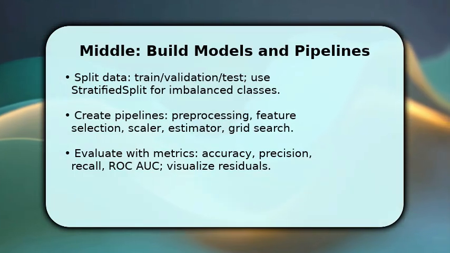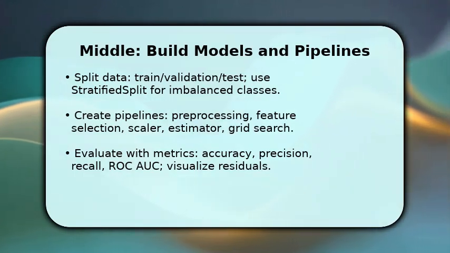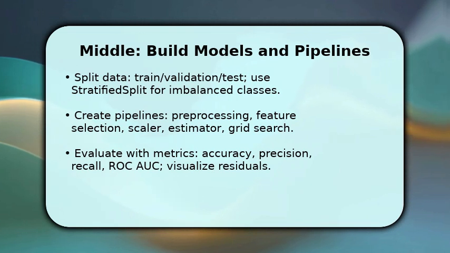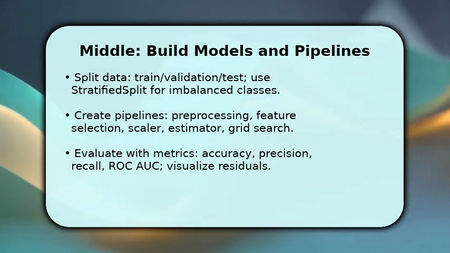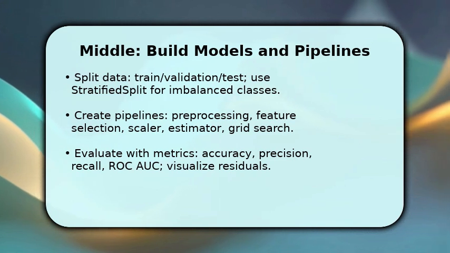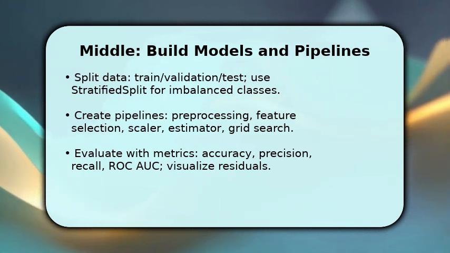Next, you tackle the complex middle steps, model building and reliable evaluation. Start by splitting data into train, validation, and test sets. Use stratified sampling when labels are skewed. Then build a scikit-learn pipeline combining preprocessing, scaling, and an estimator so transformations stay consistent.